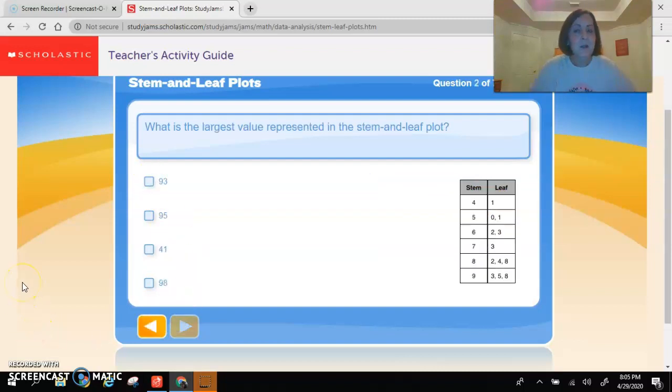Next question. What is the largest or the greatest value represented in this stem and leaf plot? So it's the opposite. So we're going to go down our stem column, and the greatest stem we have is 9. And the greatest leaf we have is an 8. You put that together, you have 98. 9 10s, 8 1s, 98. So our greatest value is 98.